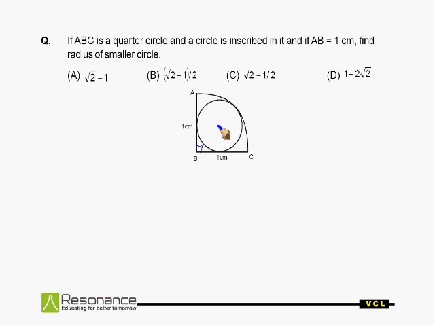So let the center be denoted by D. Now let us assume that the radius of the smaller circle is small r. This is small r, and when we join the center to this point, this is again small r. When we join this point to the center, this is also small r, and we know that the radius is perpendicular to the tangent, so this angle is 90 degrees. Again the radius is perpendicular to the tangent, so this angle is again 90 degrees.